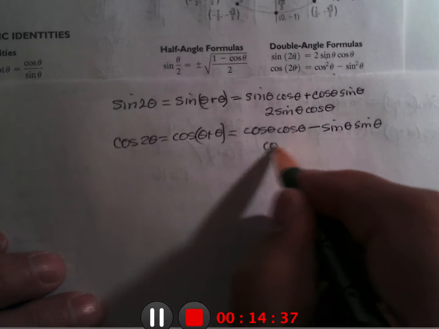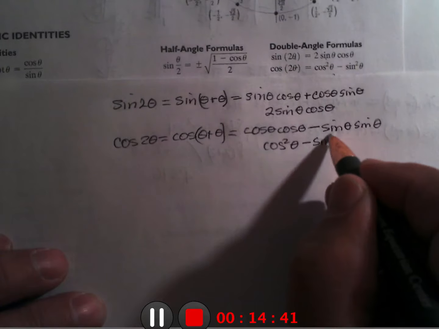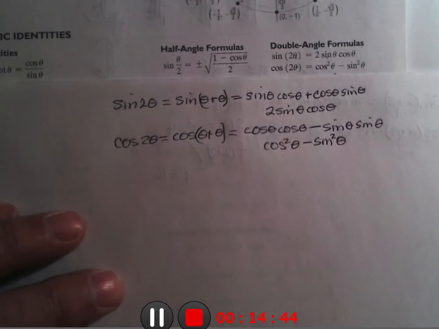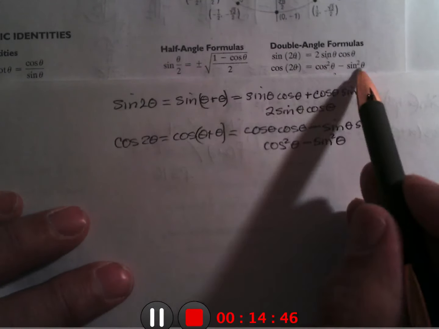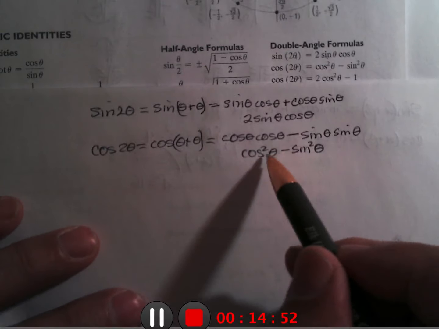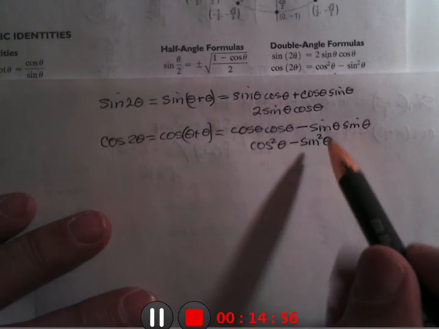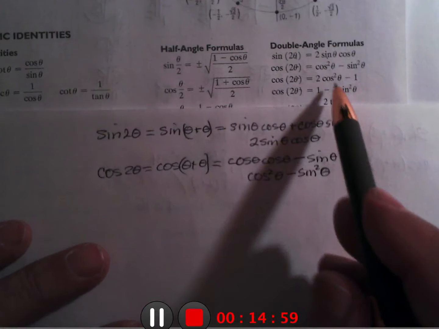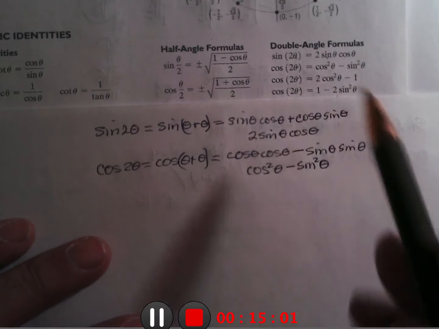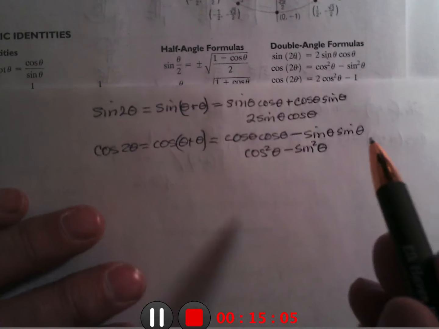So we get cosine squared theta minus sine squared theta. That's the fundamental one. Now, we talked earlier about sine squared plus cosine squared equals 1, so cosine squared is 1 minus sine squared, and sine squared is 1 minus cosine squared. But if you make those substitutions, you get these two other formulas. For example, here's the first one they gave you right here.